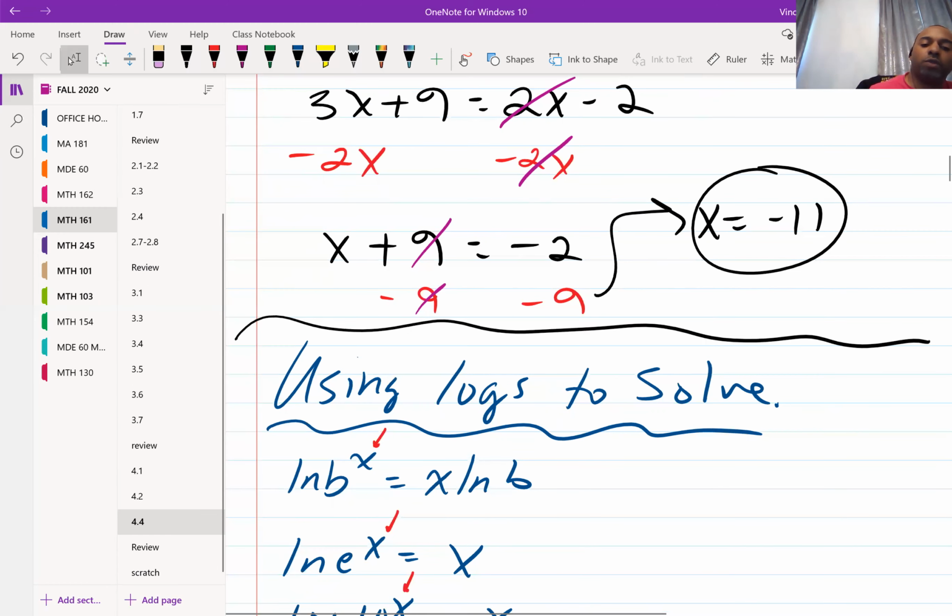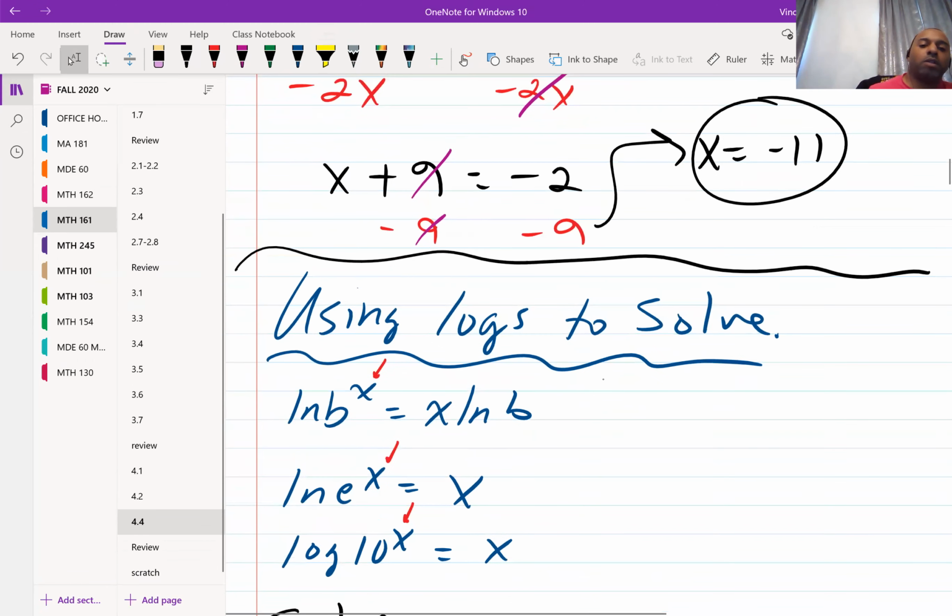The next method is to use logs in order to solve. So we take the natural log of b to the x power. You can bring that x down front. That'll be x times natural log of b. Take the natural log of e to the x. Don't forget the principle of how natural log of e will cancel and leave you with just the exponent. Same thing with the common log of 10 to the x will cancel and leave you with just the exponent. So he's just re-emphasizing principles from 4.3. But we can use these thoughts in order to solve.